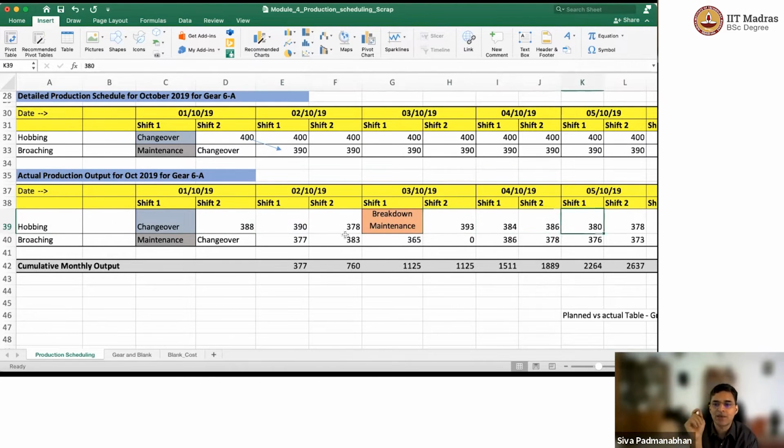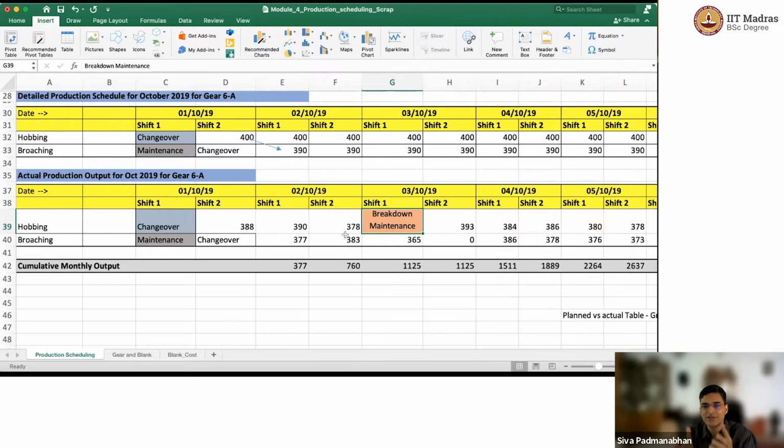Now you also see some cells that say breakdown maintenance. So what happened there is that the hobbing machine had an unplanned breakdown. Unplanned breakdown can happen due to many reasons. It could be an electrical fault, which meant there was no power on that line, or it could be a jam in the machine, which meant the machine had to be taken down and some of it rebuilt, or it could be a flywheel which got broken. So there's a number of reasons for why breakdown maintenance happens.